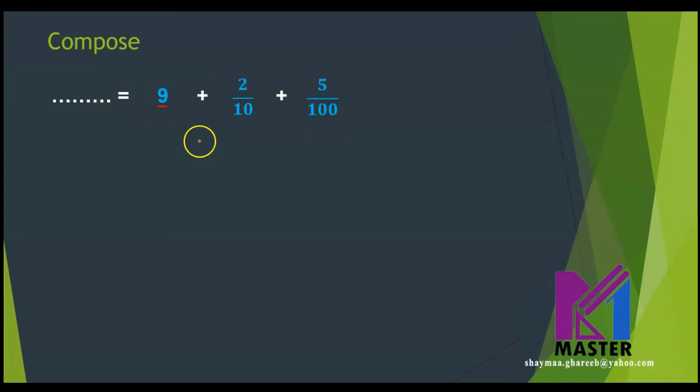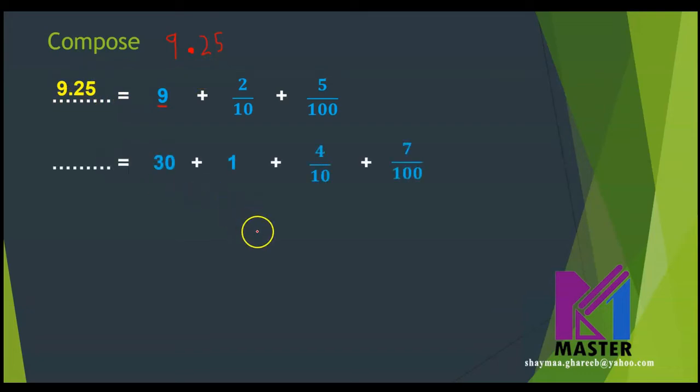And 5 hundredths, which means I have 9 in the units place. Then I will start the decimal part, so I have to put a decimal point. Then in the tenths place, I have 2 tenths, and in the hundredths place, I have 5. So my number will be 9.25 or 9 and 25 hundredths.